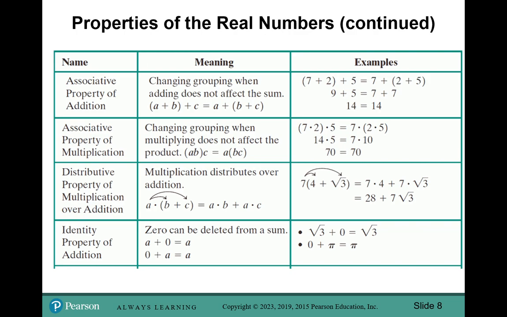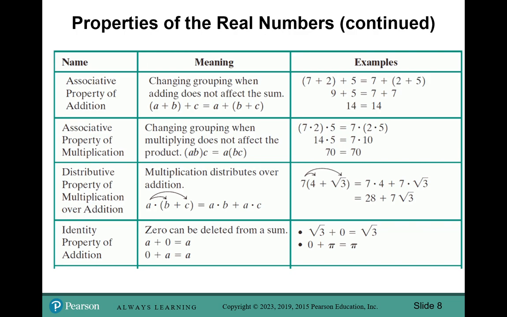Distributive property is extremely important, and you will use it almost every day in Math 108 if you continue forward in that direction. The identity property of addition: 0 can be deleted from a sum. So A plus 0 is the same thing as A. I can simply get rid of the 0. 0 plus A is simply A. I can just get rid of the 0.